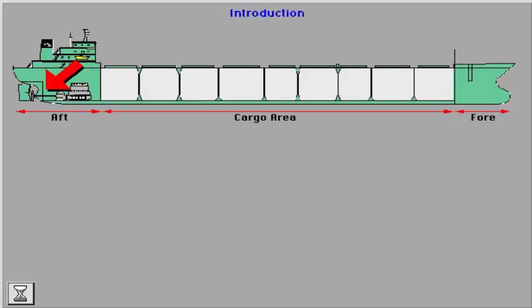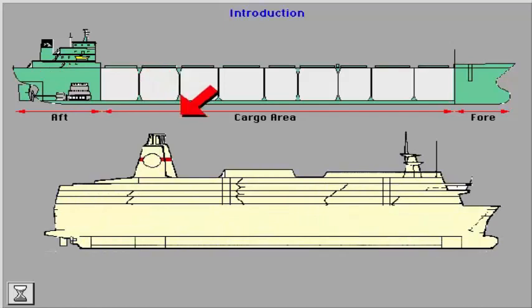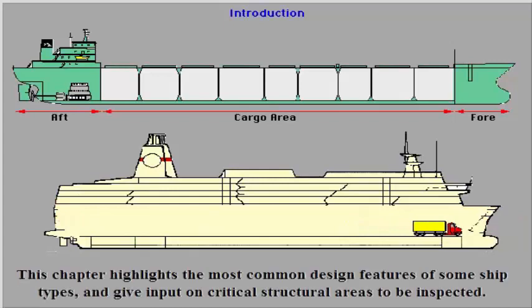and one may consider fore and aft parts common to all except for ferry and ro-ro vessels. The ferry, ro-ro vessels must be considered separately depending on openings fore and/or aft, and drive-through arrangements. This chapter highlights the most common design features of some ship types and gives input on critical structural areas to be inspected.